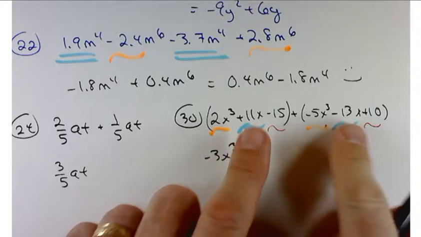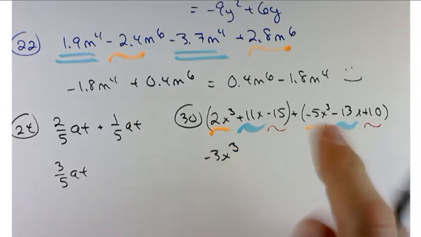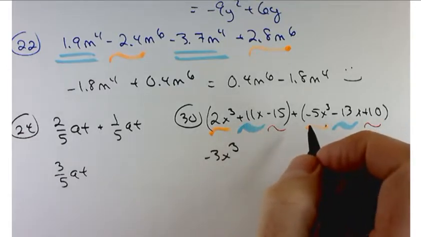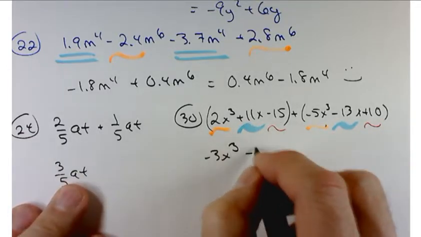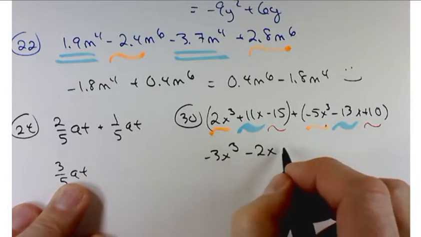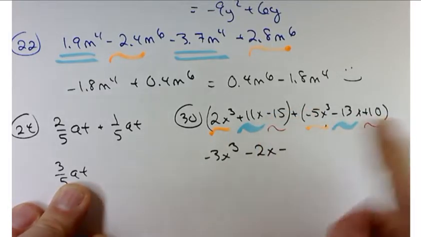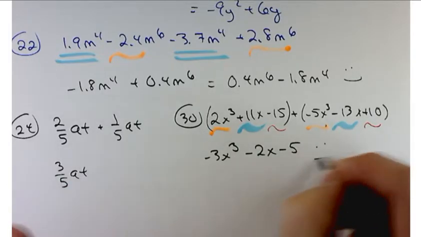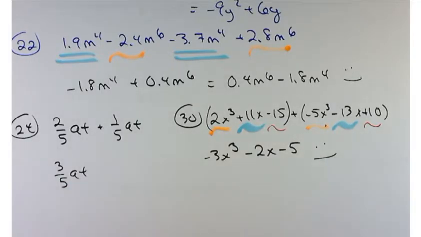So 11 plus negative 13 gives you negative 2. Good. So negative 2x. And then last but not least, negative 15 and 10 gives you a negative 5. Wow. Cool. Faster than a Matt Stafford comeback. Not bad.